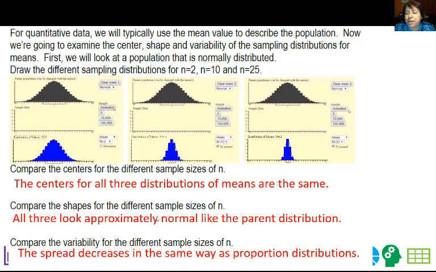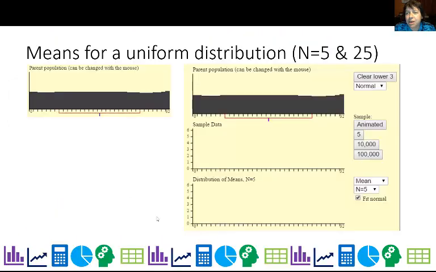The variability decreases in the same way as for proportion distributions. In other words, it decreases in relationship to the square root of n. That's not obvious yet, but we'll get to it in a little bit. But what if I look at a different distribution, say a uniform distribution? Would I expect the means to be normally distributed then?